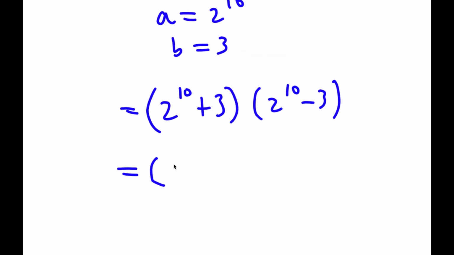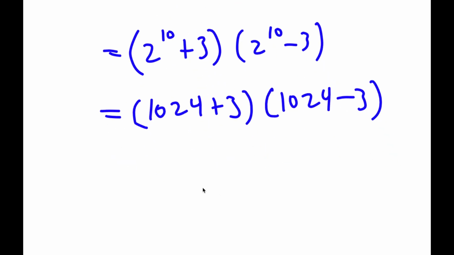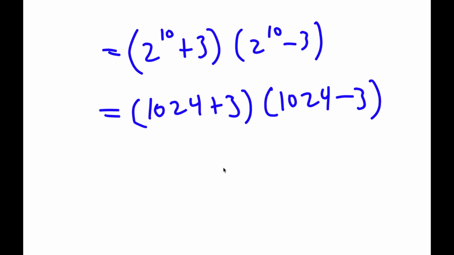Now, if you guys already didn't know, 2 to the power of 10, that's simply equal to 1024. So now I have 1024 plus 3 times 1024 minus 3. And 1024 plus 3, that's going to be 1027. So I have 1027 times 1024 minus 3, that's 1021.